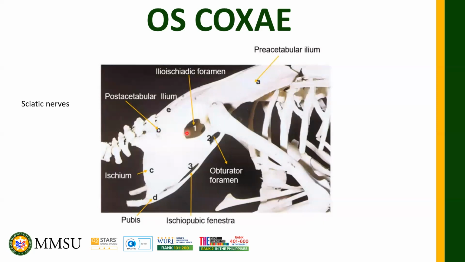So kung makikita natin yung ilium, it is the biggest, and it is usually divided into pre-acetabular ilium, and we have the post-acetabular ilium. So etong naming na to na post and pre, this was based on the location of the acetabulum. Okay, so there are two openings here. We have the smaller one, the obturator foramen, which is just the same with the mammals, and we have the ilioischiadic foramen between the ilium and ischium. Okay? So etong foramen na to, it's usually transmit yung mga sciatic nerves natin.